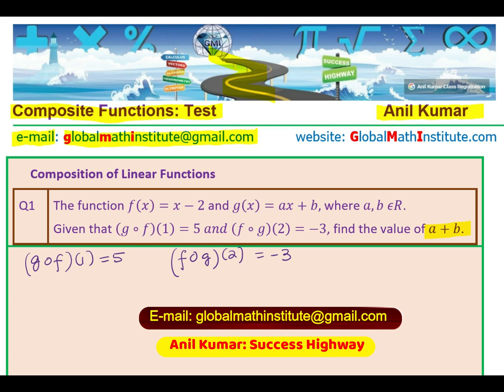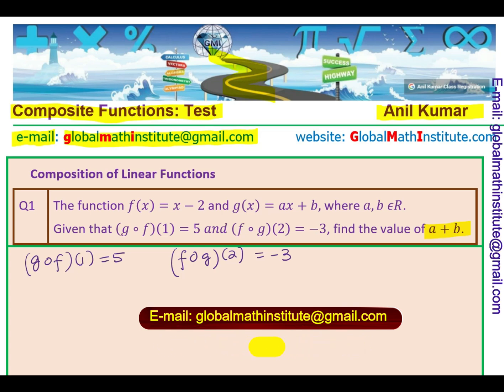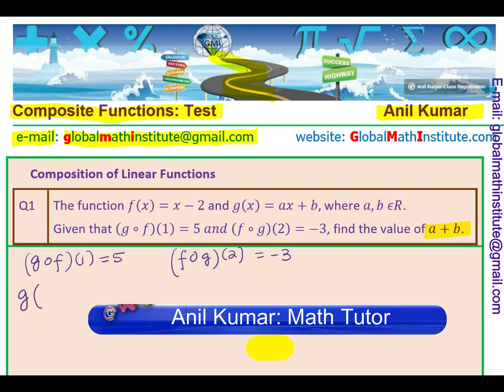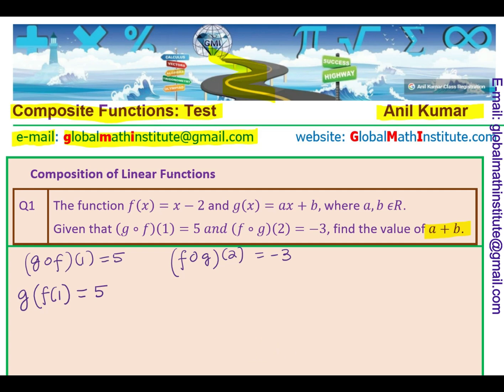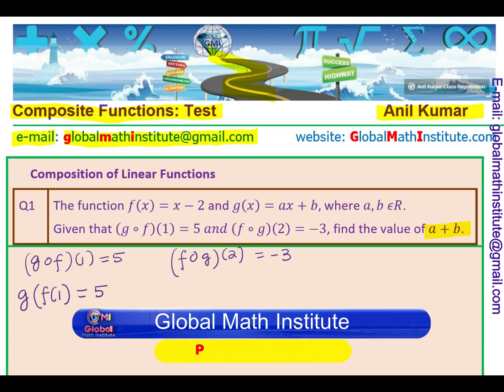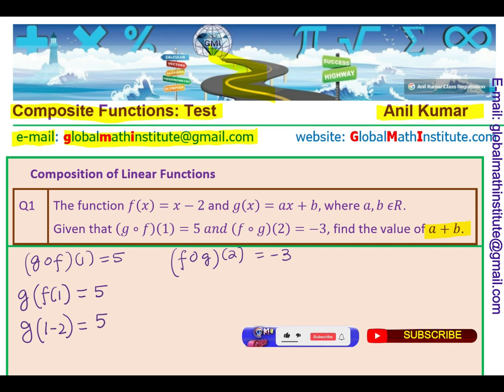So how do we solve it? Well, let's find out the function g of f of 1. Basically, it means the inside function is f, right? So f of 1. This is equal to 5. Do you understand? Now, to find f of 1, what we should do is plug in 1 in x minus 2, right? So basically, g of x minus 2 will become now g of 1 minus 2, and that is equal to 5. So 1 minus 2 basically is g of minus 1, right?